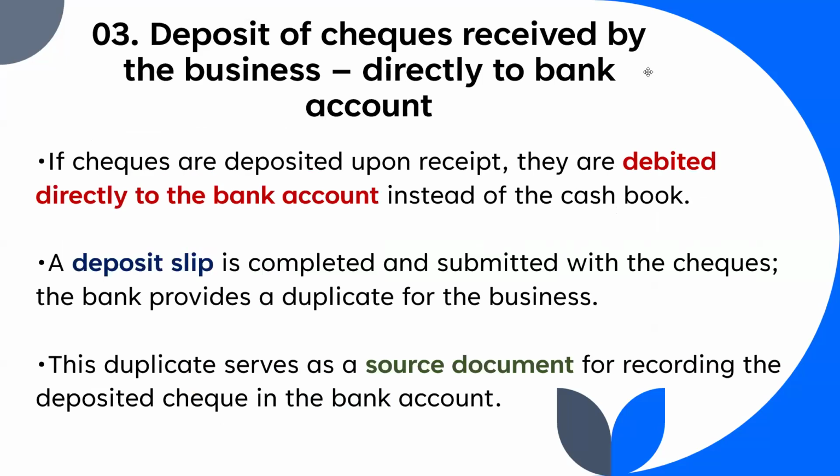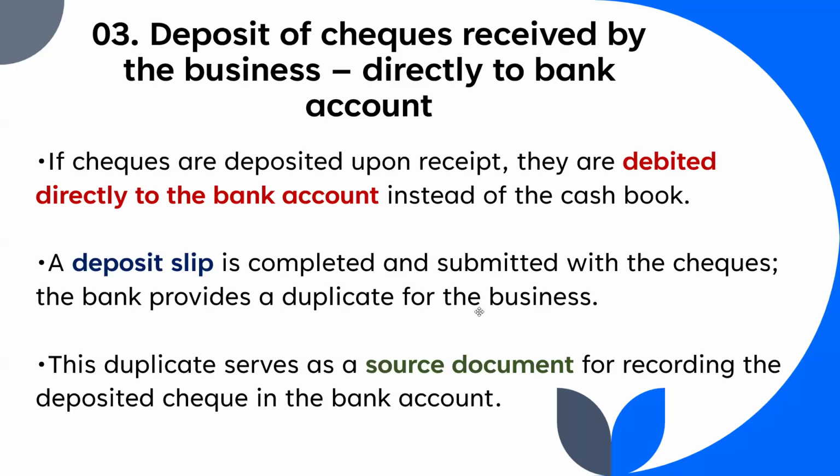Now let's say that you have got the checks from another business, but here you're not encashing it. You're not converting it into cash. Instead, you're directly depositing the check into the bank. In this case, you will fill something called the deposit slip and you will get a carbon copy of it, which will be used as a source document for you that you have received a check.